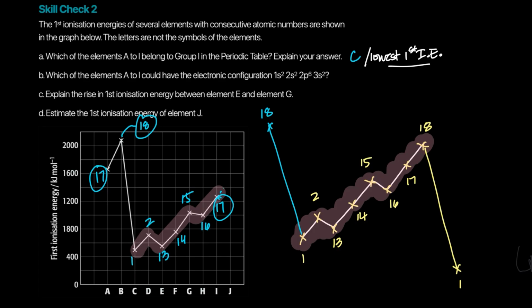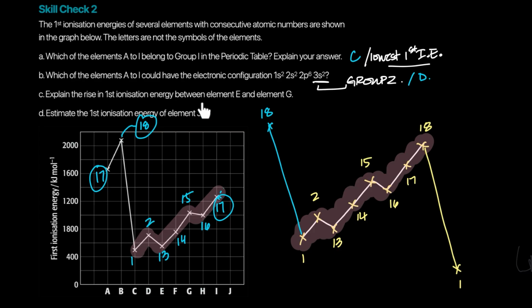Anyways, so C is the answer. Next: which of the following could have the configuration 1s2, 2s2, 2p6, 3s2? When you look at the configuration, the outermost configuration is 3s2. That tells me this is from group 2. So which element here is from group 2? Which one? D. Yep.